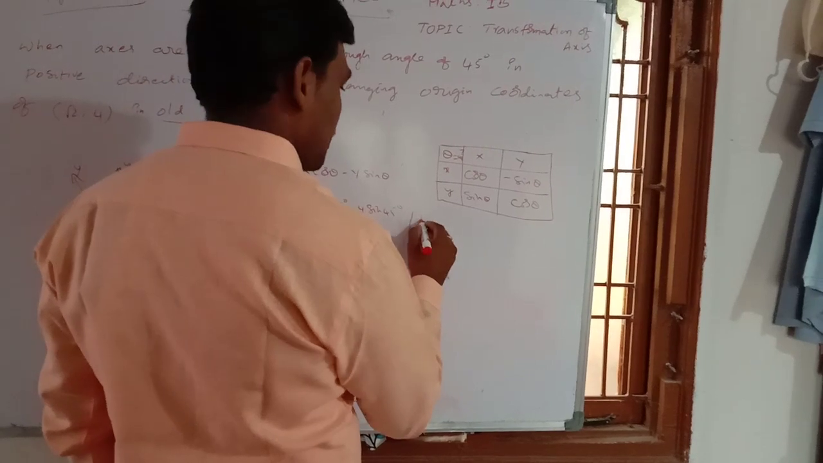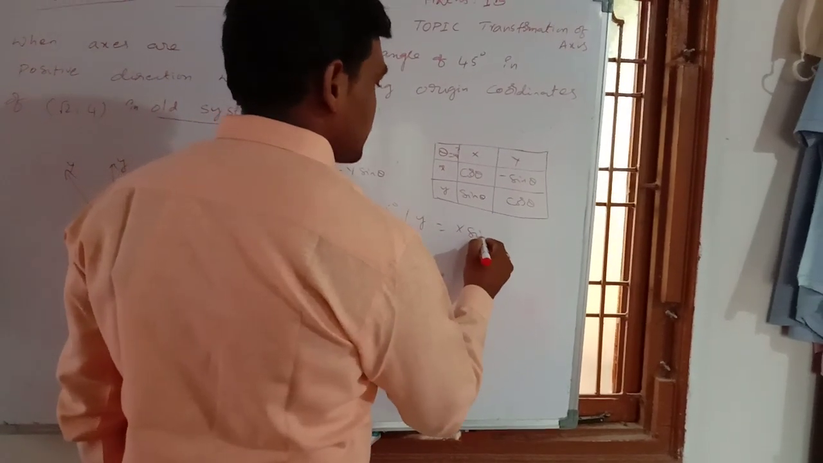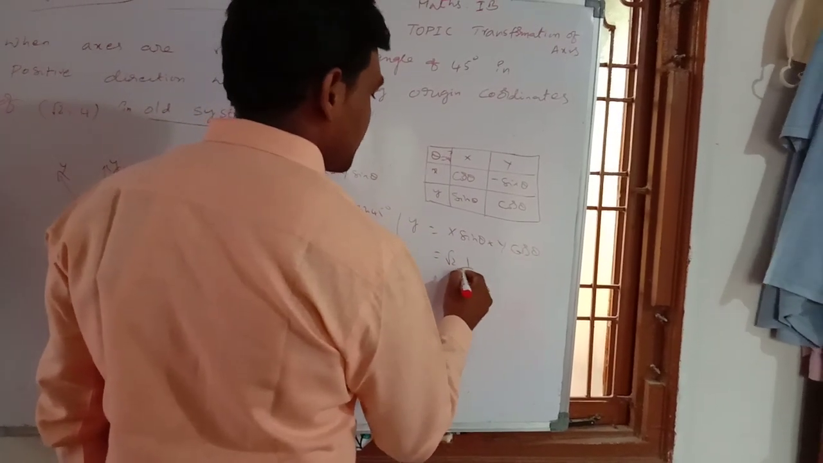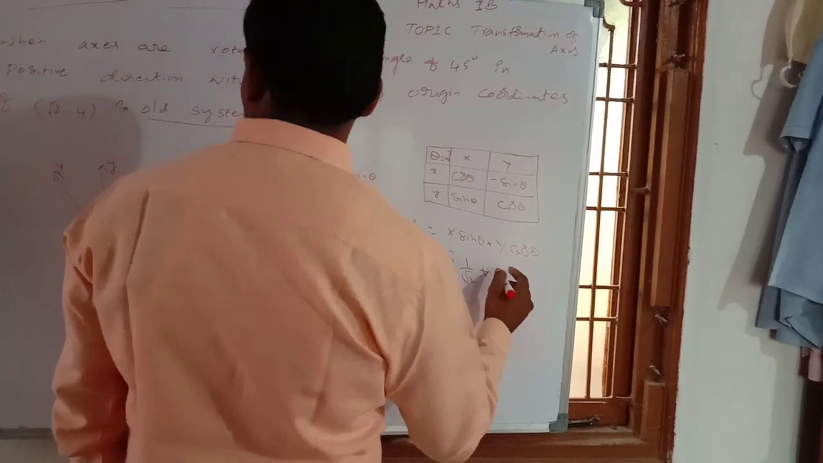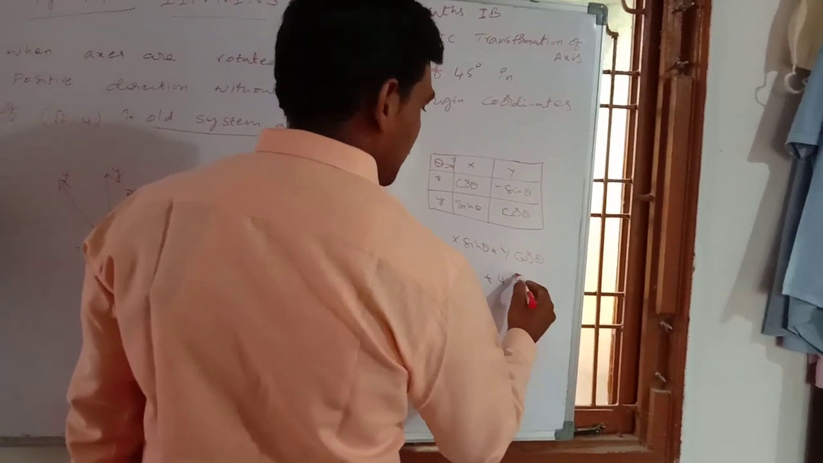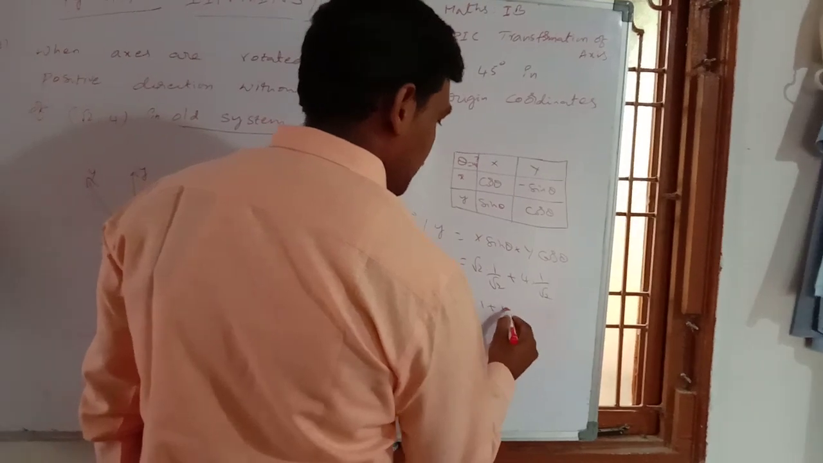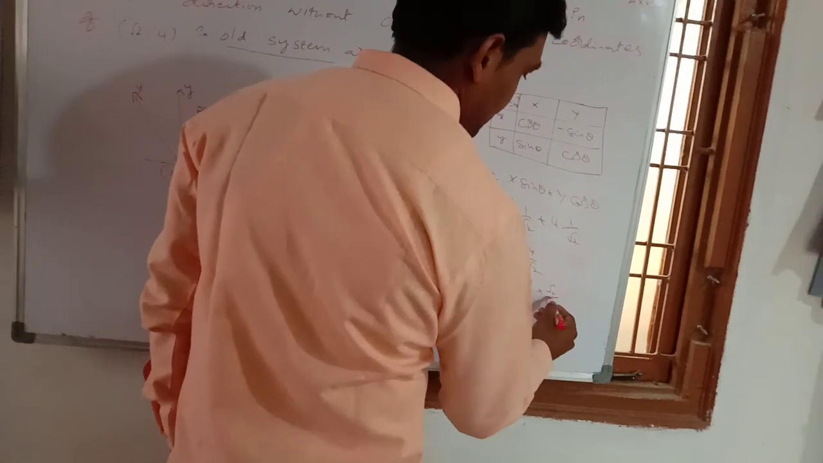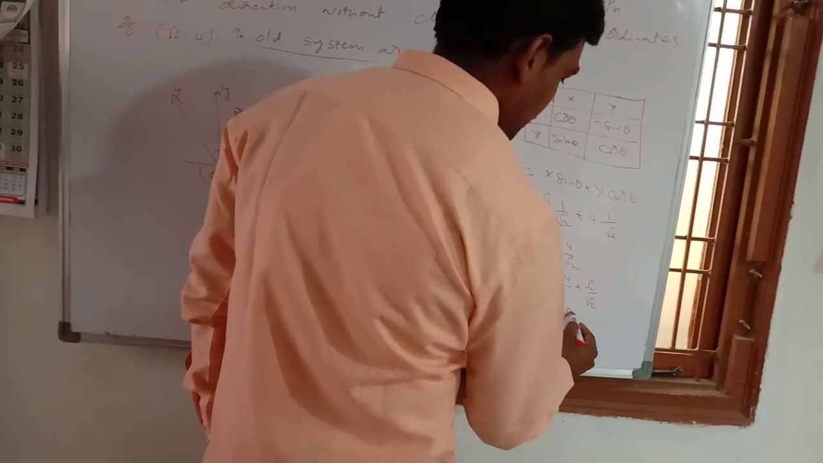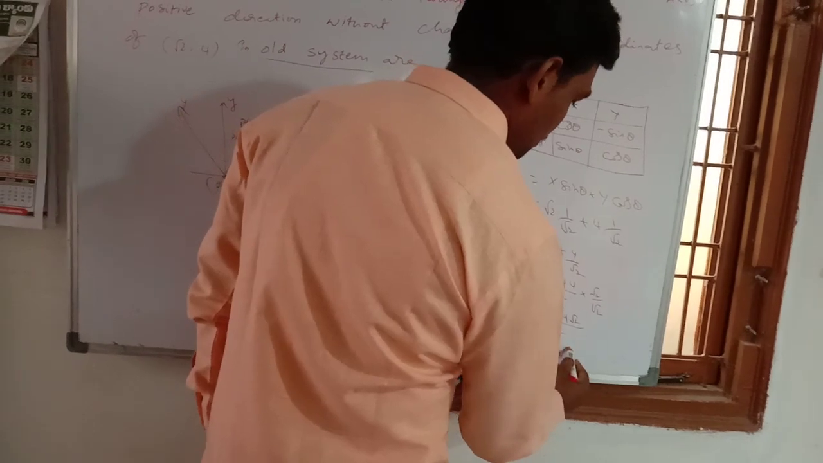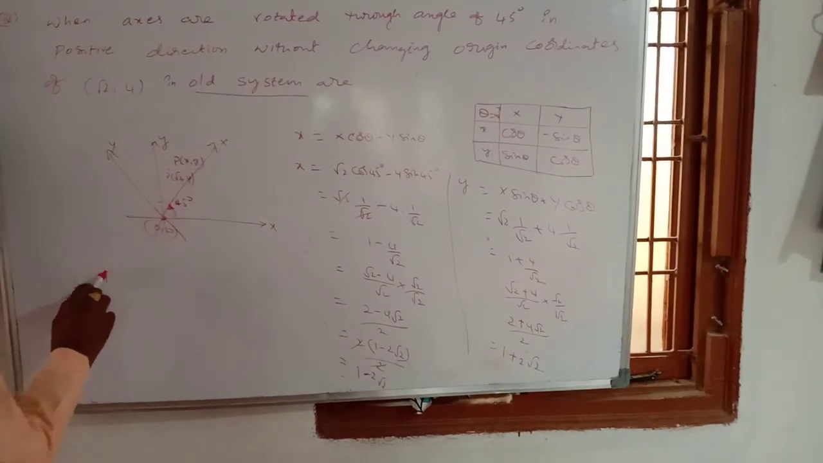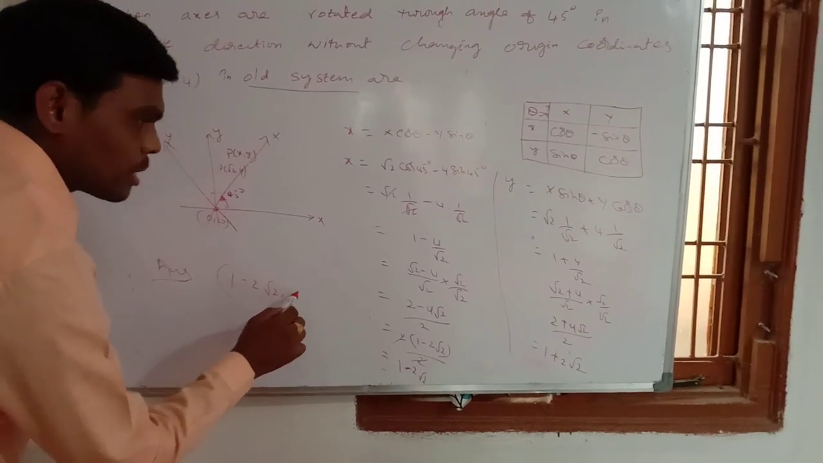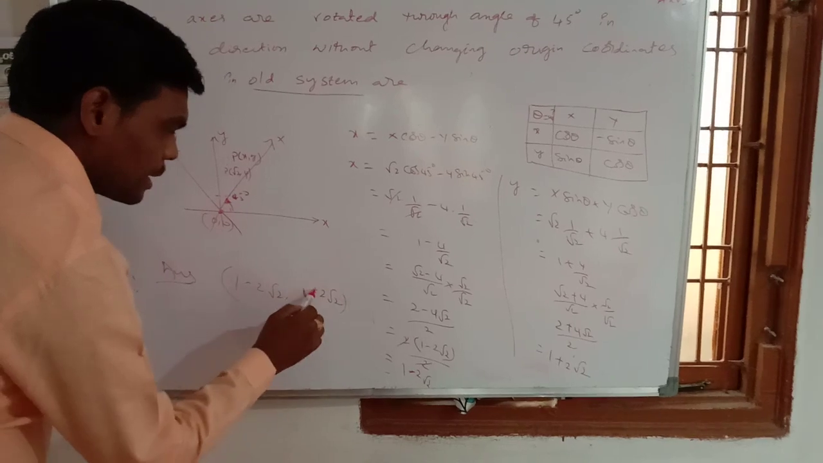And again small y is equal to capital X sin theta plus capital Y cos theta, and this is capital X means root 2 into sin theta, sin 45 is 1 by root 2, plus capital Y 4 into cos theta, that means 1 by root 2, and this is 1 plus 4 by root 2, and this is root 2 plus 4 by root 2 into root 2 by root 2. This is 2 plus 4 root 2 by 2, and this is 1 plus 2 root 2. Now the answer, the new system is 1 minus 2 root 2 comma 1 plus 2 root 2. Okay, write down.